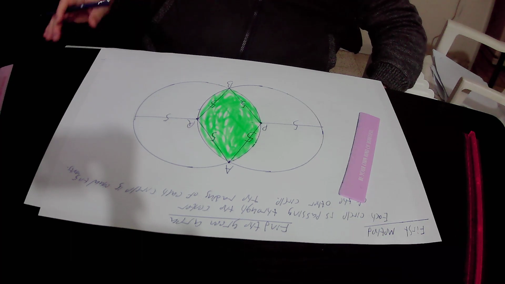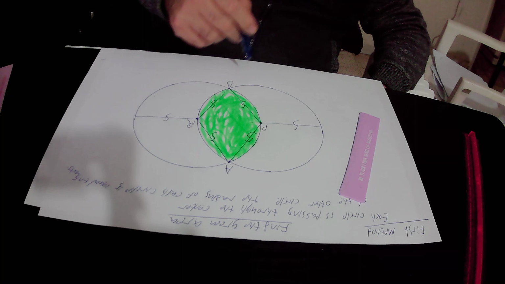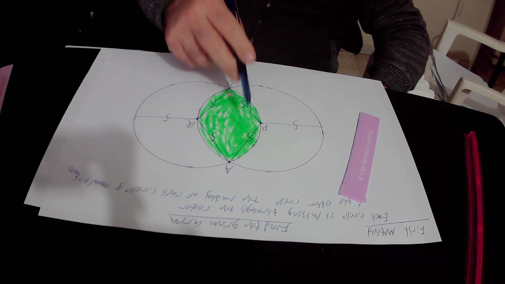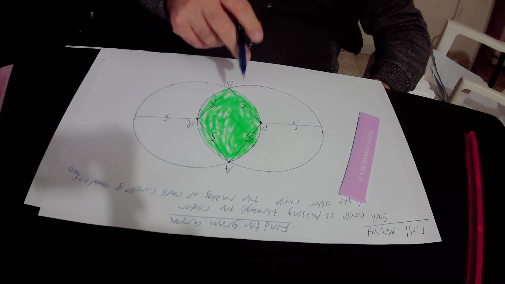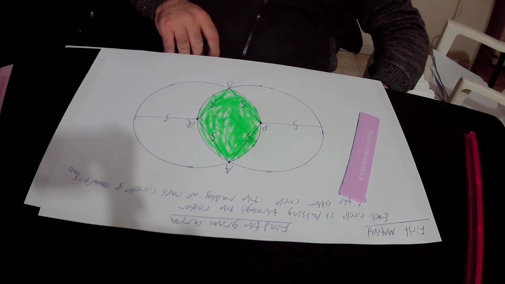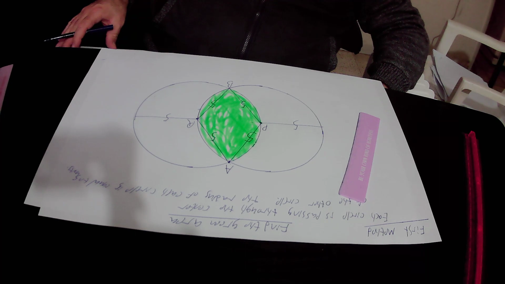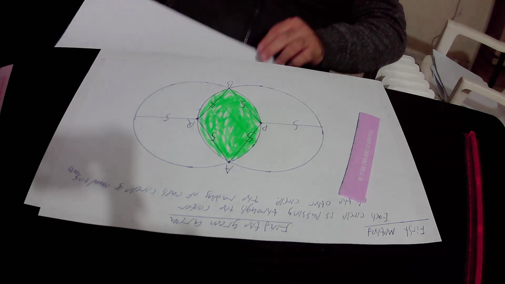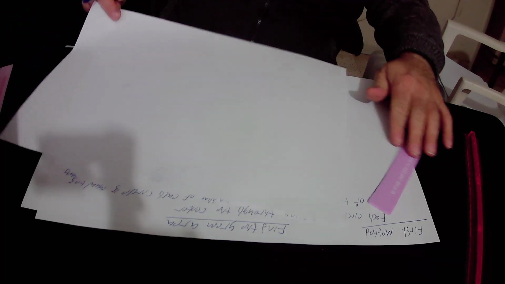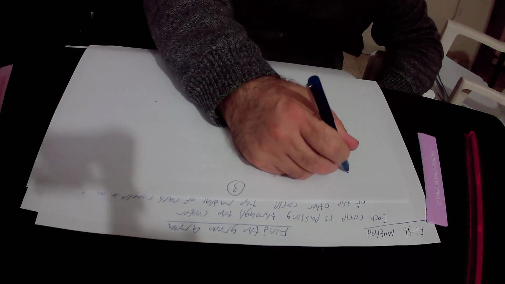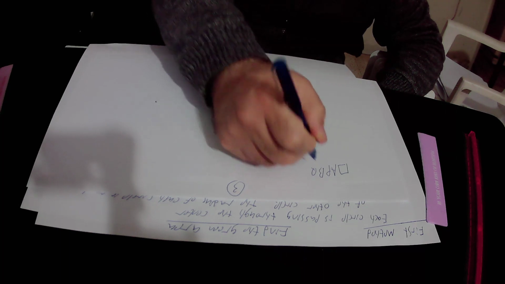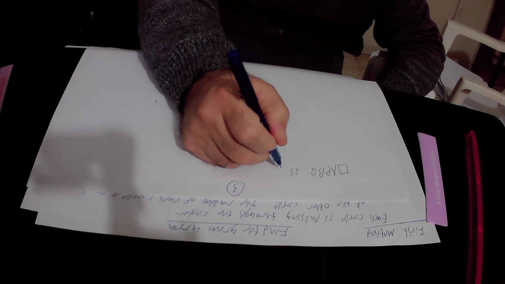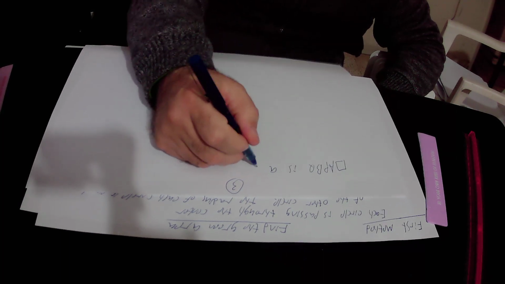So here, we created quadrilateral APBQ. Quadrilateral APBQ is defined as a rhombus. I will write it down. Quadrilateral APBQ is a rhombus.